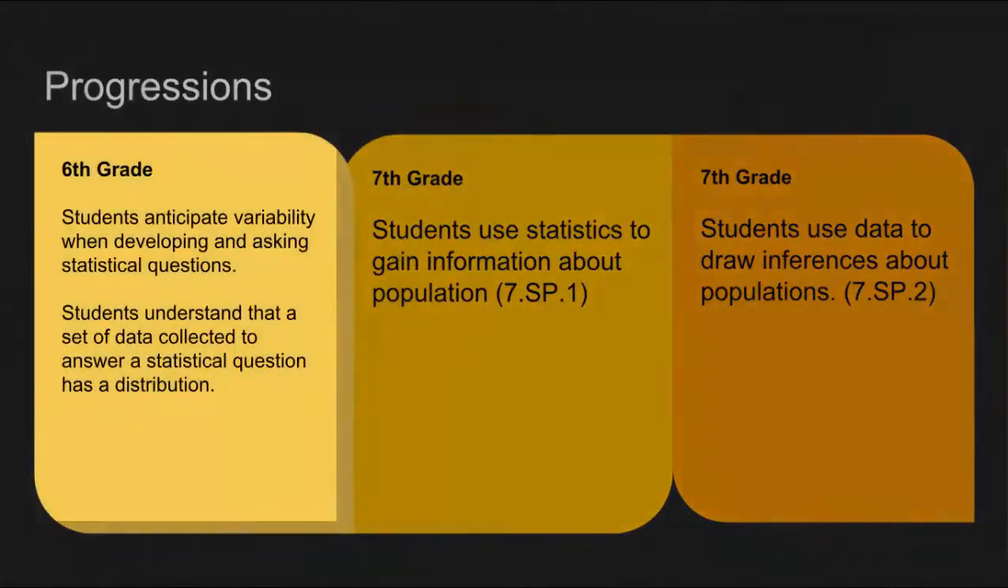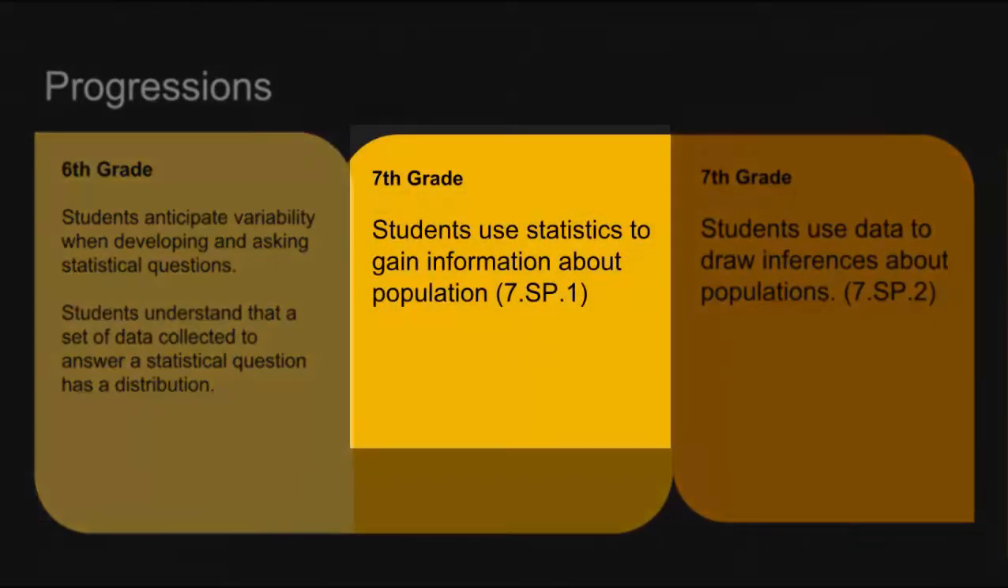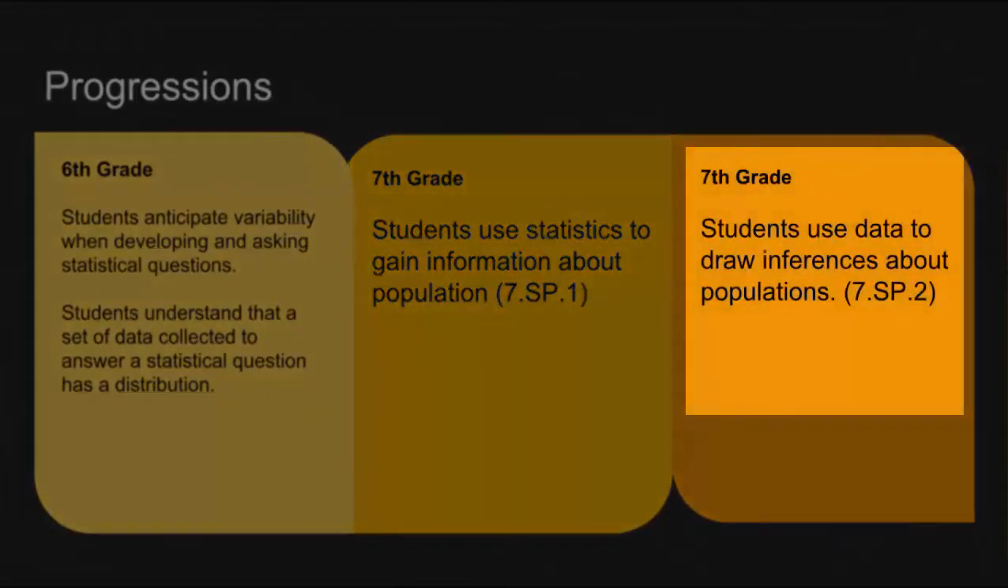In 6th grade, students anticipate variability when developing and asking statistical questions. Students understand that a set of data collected to answer a statistical question has a distribution. In 7th grade, students use statistics to gain information about a population. Also in 7th grade, students use data to draw inferences about populations.